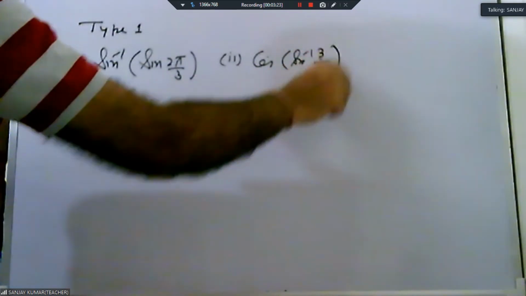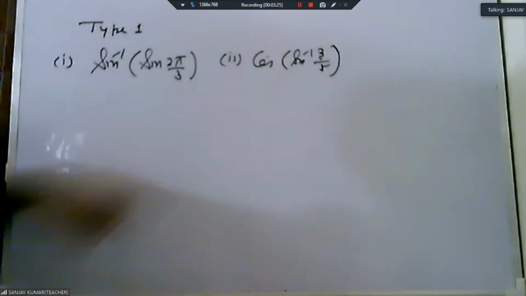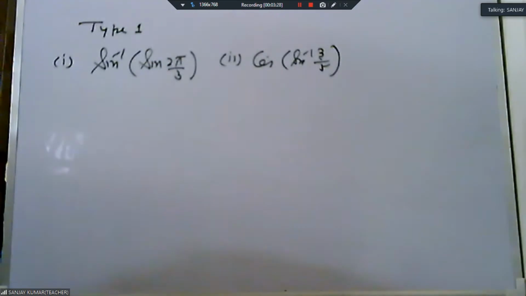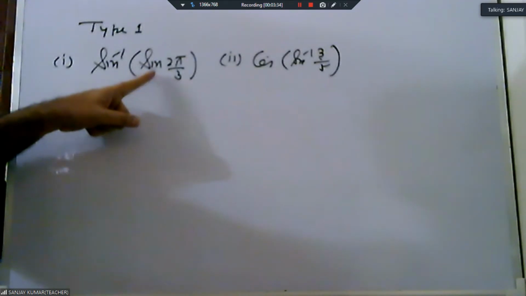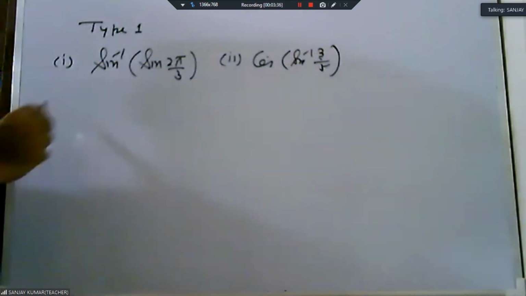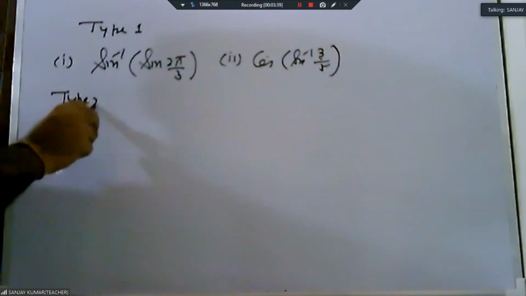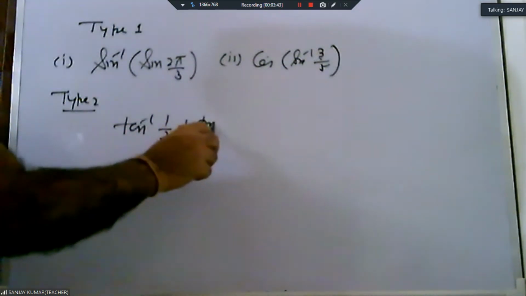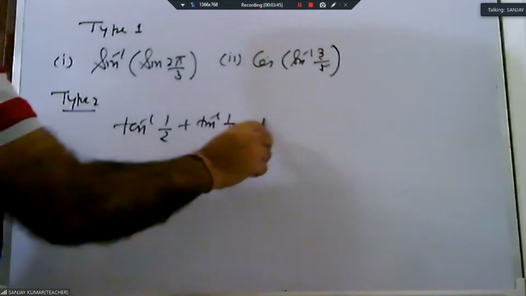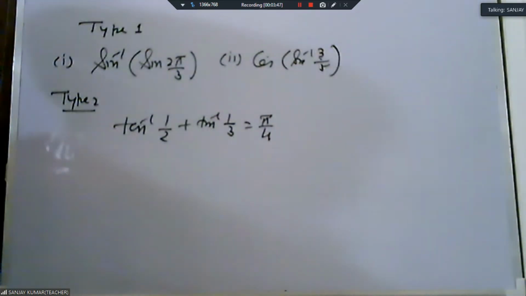They can ask in this way or in this way. For this we make a triangle, and with the help of the triangle, we change sin inverse into cos inverse. We start the question with the condition: if it lies between minus pi by 2 and pi by 2, it will be cancelled. In type 2, we have questions like tan inverse half plus tan inverse 1 by 3. We have 4 types of question in inverse trigo.